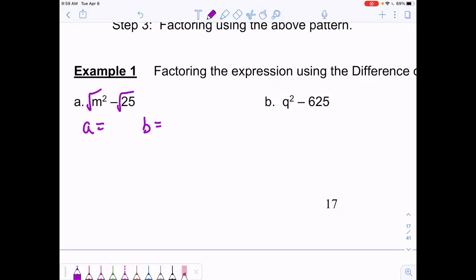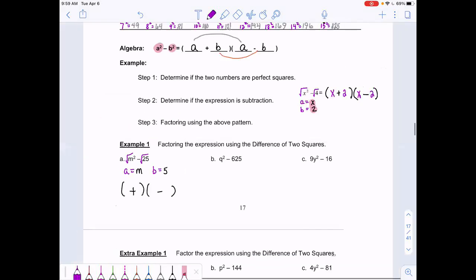So Emma, what times what makes m squared? And what times what makes 25? 5. So once you figure out those values, then you're using the pattern. One with a plus, one with a minus. And Emma, what goes in our pattern? So using those 2 numbers.